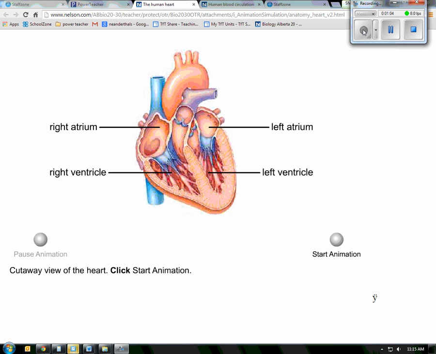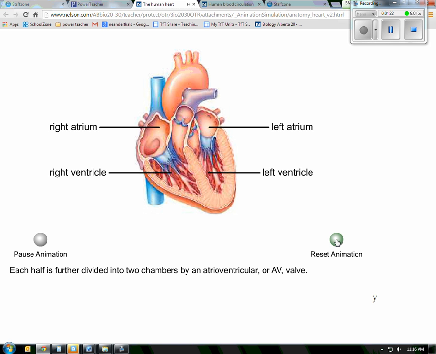So here's a picture of the heart, and it gives you an idea of how blood flows. It's a descriptor of how blood flows, and we'll look at this visually for a second. So I'll just start this animation. A thick septum divides the heart into a right half and a left half. Each half is further divided into 2 chambers by an atrioventricular, or AV, valve.